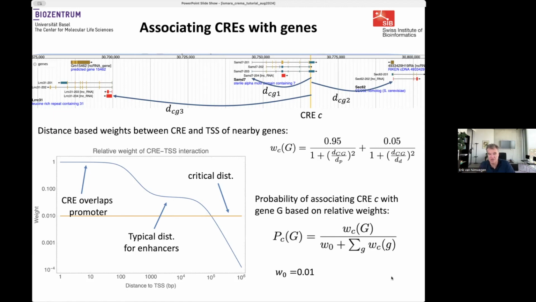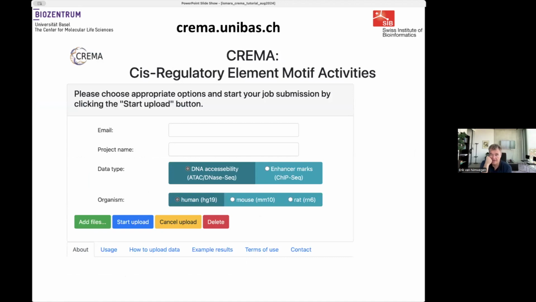Okay, so this is the model that we use, and we now weigh this by summing over all genes in the neighborhood. So we assign the relative probabilities of the CRE to affect neighboring genes proportional to these weights. Okay, so if there are no questions about this, this basically explains how the CREMA model works and how the model is fitted.